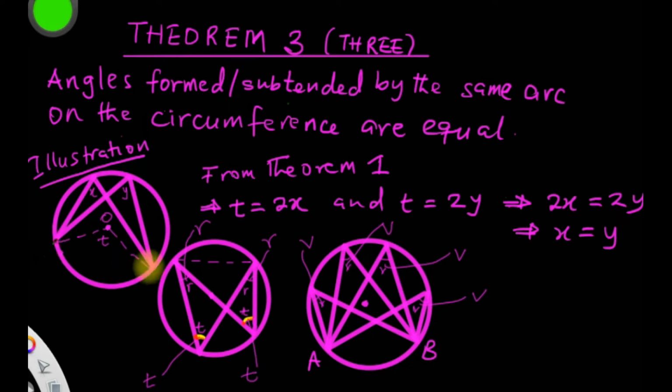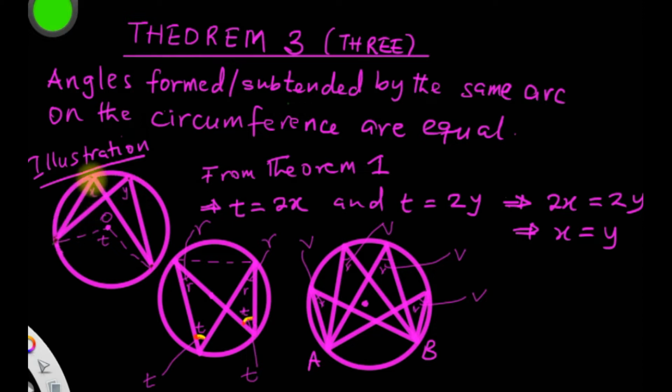You see, from here to this point, this line along the circumference is an arc. You can also move from here to this point, and this will be an arc. From here to this point is also an arc. To this point is also an arc. We can even move from here to here. It's an arc. So we are saying that angles formed by the same arc, or subtended by the same arc, on the circumference are equal.